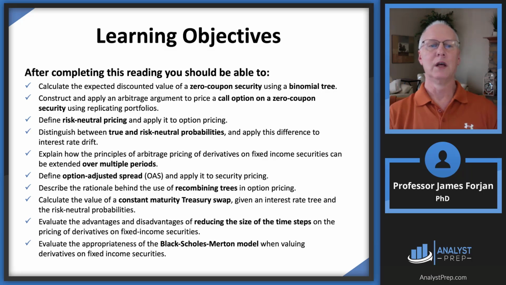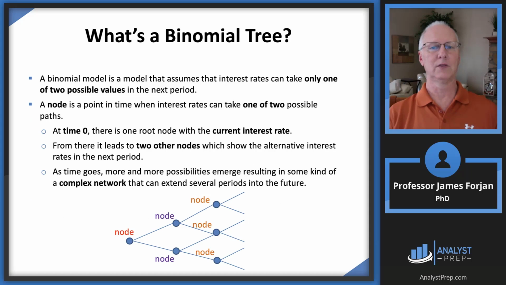Notice that first one. Calculate the expected discounted value of a zero coupon security using a binomial tree. We're going to use that first learning objective to fit in to the rest of those learning objectives. We'll extend it to some call options. We'll talk about risk neutral pricing and probabilities. We'll see what happens over multiple periods. We'll talk about some spreads, and then we'll talk about swaps. We'll even fit in the Black-Scholes-Merton option pricing model in the end. So let's go ahead and get right to it.